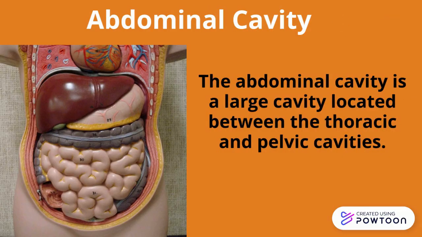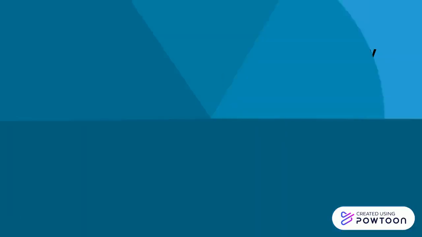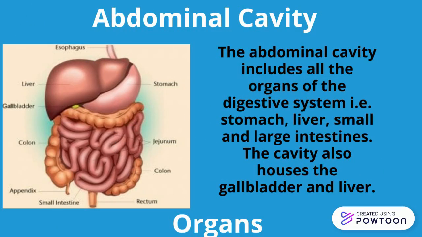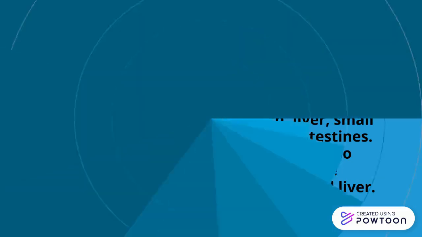The abdominal cavity is a large cavity located between the thoracic cavity and the pelvic cavity. The abdominal cavity organs include the organs of the digestive system, such as the stomach, liver, small and large intestines. This cavity also houses the gallbladder and the liver.